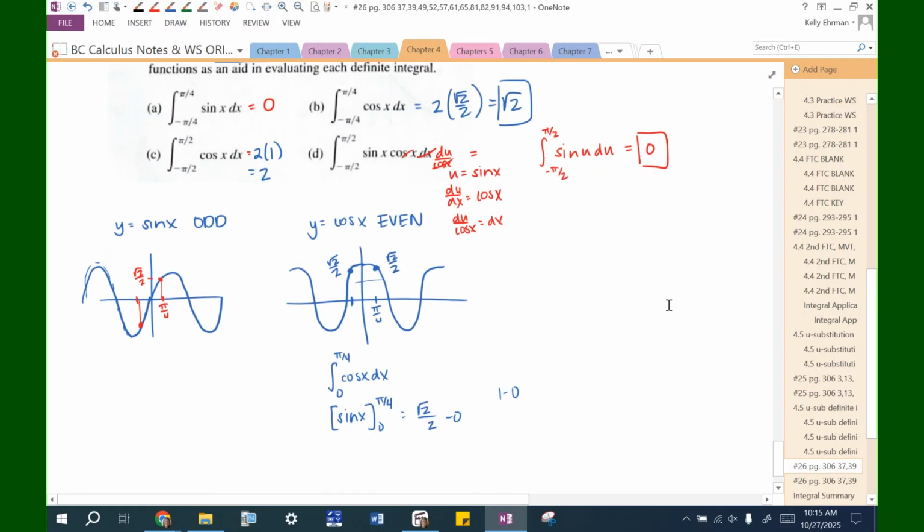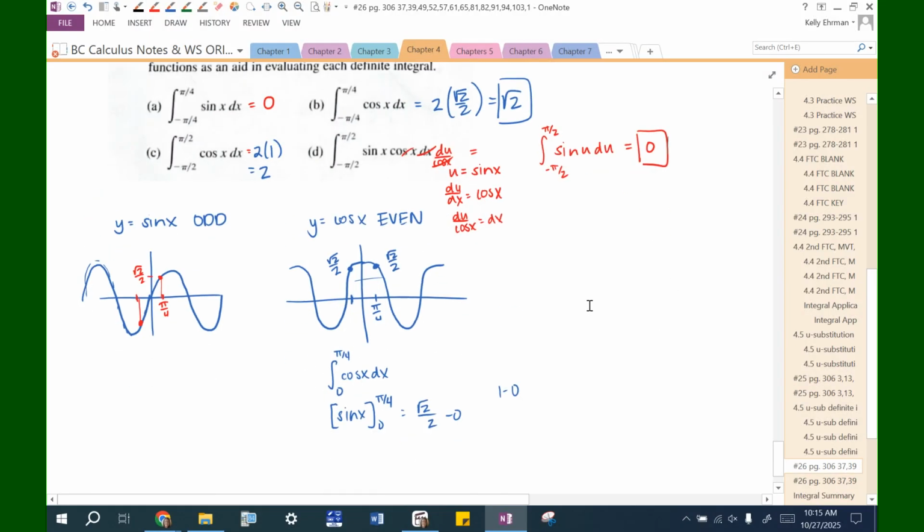Oh, and that was the last problem. All right, so this just takes practice. Please come and see me if you need more practice on either indefinite or definite integration.